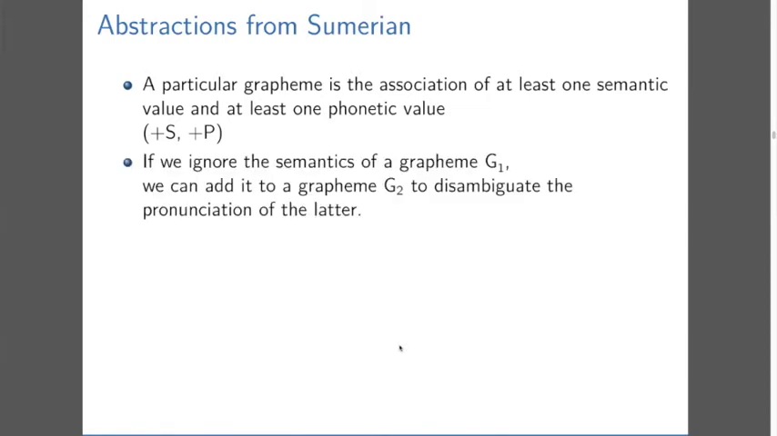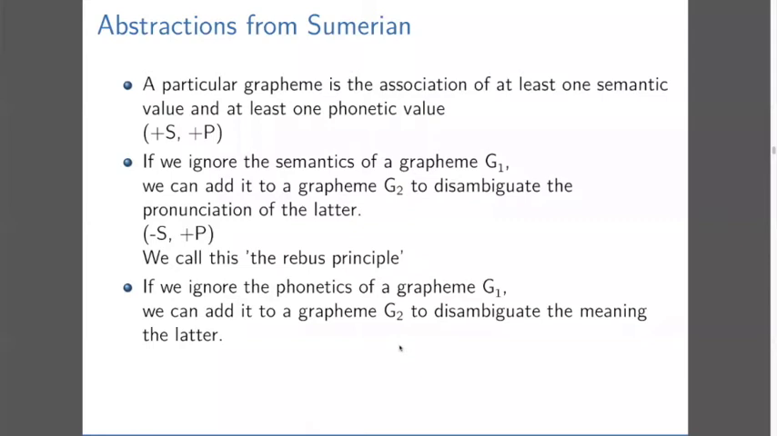So if you ignore the semantics of a particular grapheme, we'll call it G1, it can be added to another grapheme, we'll call it G2, to disambiguate the pronunciation of the latter. So we have a sign with both, let's say with more than one, but at least one, P and S, and we're adding another sign to it that we're ignoring the semantics of in order to disambiguate the second sign. So the sign that's being added, we've sort of turned off the S, but we're leaving the P, okay? This we can call the rebus principle.